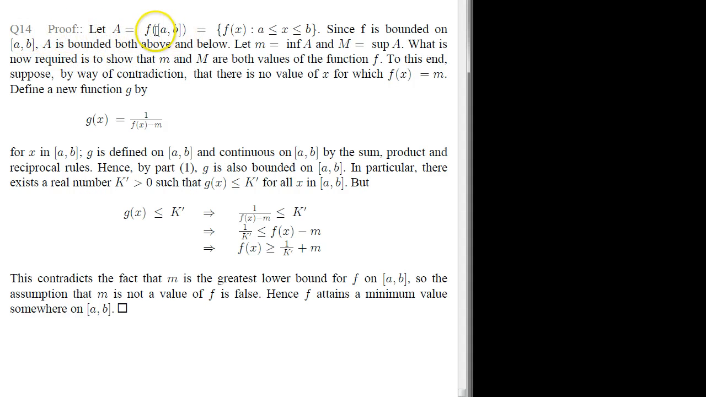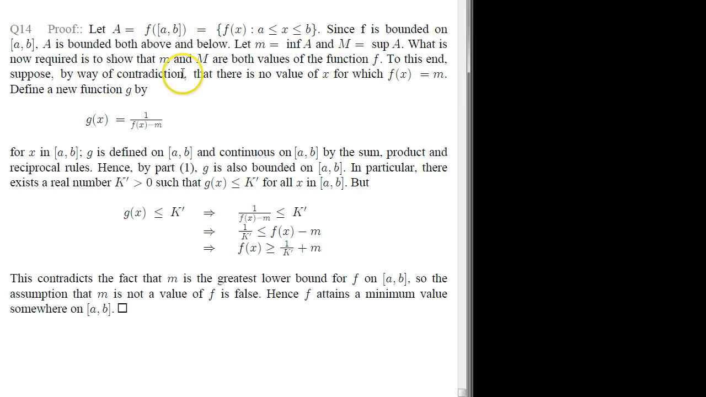So let A be the set of all the f(x)'s where x varies from a to b. f is bounded on [a,b], as we said before, didn't we, by part 1. So if f is bounded on [a,b], then the set A is bounded both above and below, isn't it? So we said let's let m be the inf, we've done that before, and capital M be the sup. What is now required is to show that m and M are both values of the function f. So we've shown that one of them was.